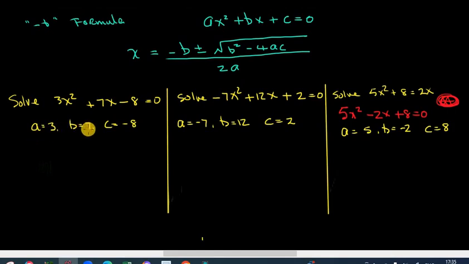Okay, A is equal to 3, B is 7, and C is negative 8. In this one, A is equal to negative 7, B is equal to 12, and C is equal to 2. In this one, notice, it has to be written in ax squared plus bx plus c format, and this one wasn't. So I rewrote it in the red one here. So 5x squared minus 2x plus 8 equals 0. It must always equal 0. That's what makes the quadratic formula work. So A is equal to 5, B is equal to negative 2, and C is equal to 8.